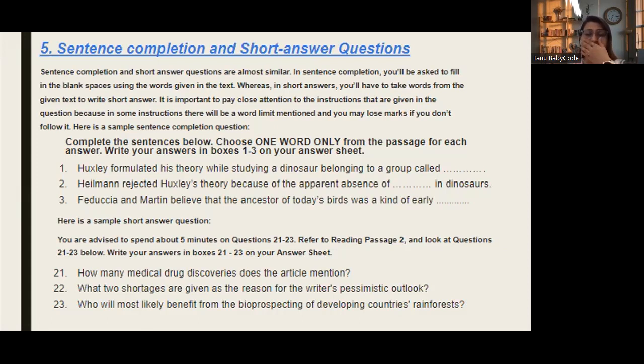So here is a sample question on my screen for sentence completion. Complete the sentences below. Choose one word only from the passage for each answer. Write your answers in the boxes on the answer sheet. There are 3 questions for sentence completion.